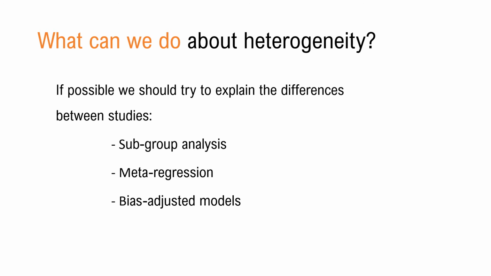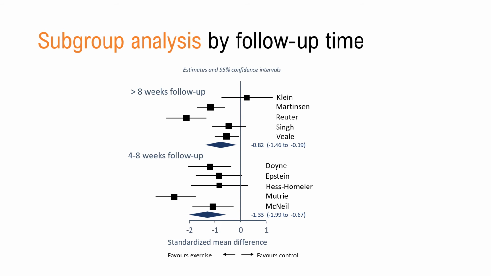If we find evidence of heterogeneity, what can we do about it? Ideally, we would like to explain it so that we understand the variation in the evidence. We can do this in different ways, depending on what it is that might be causing the heterogeneity. We can perform subgroup analyses, which present results separately for different groups of trials according to characteristics that may be causing heterogeneity. For example, here we see that trials that reported before 8 weeks found a slightly bigger effect of exercise on depression than trials with longer follow-up.